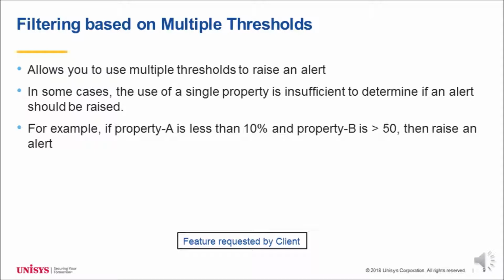In many cases, the use of a single property is insufficient to determine if an alert should be raised. In such cases you need to set multiple thresholds for raising an alert. For example, if property A is less than 10% and property B is 50, then raise an alert.